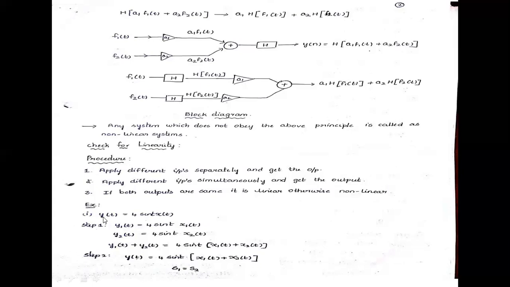That is the procedure. So first example, you can see here, y of t is given. y of t is equal to 4 sine t x of t.